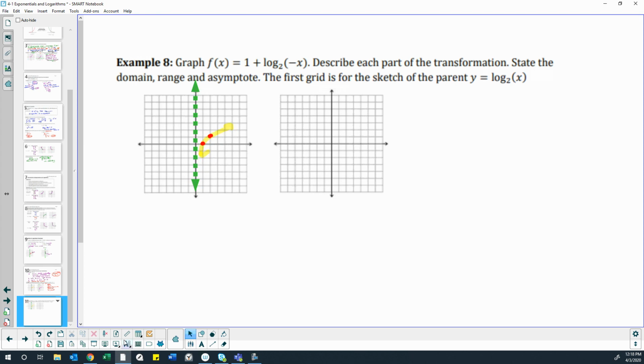All right, let's look at our transformation. First thing, I feel like we're used to having that k at the end. Obviously, it doesn't have to be, but just because we're used to it. So let's rewrite this as log 2 of negative x plus 1. So I'm just moving that 1 to the other side. So that's k. And then this is going to reflect over the y-axis.